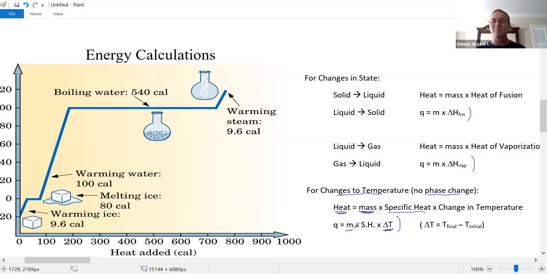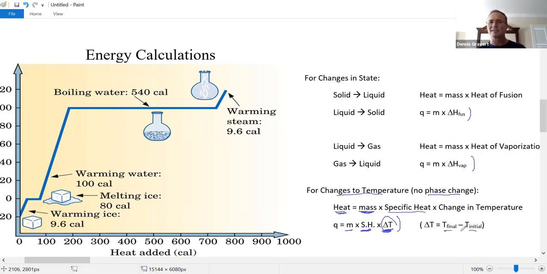As long as you have the mass of your liquid, solid, or gas, whatever you're trying to change the temperature of, and you go and look up the specific heat, the conversion factor. You don't have to memorize it. And then you also have to figure out, what's your starting temperature and ending temperature? The change in temperature, delta T, is defined as the final minus initial.